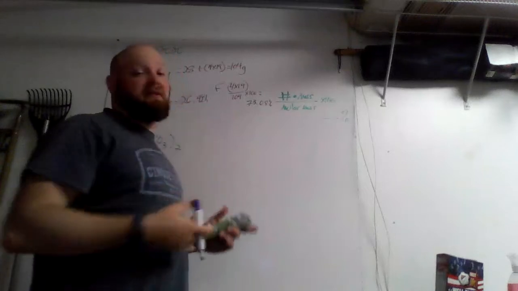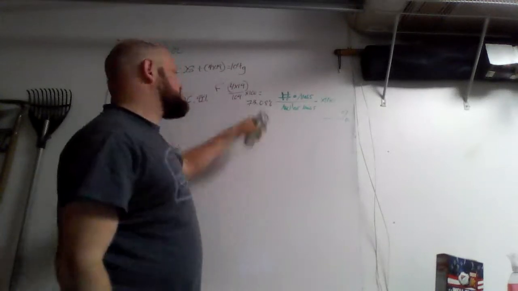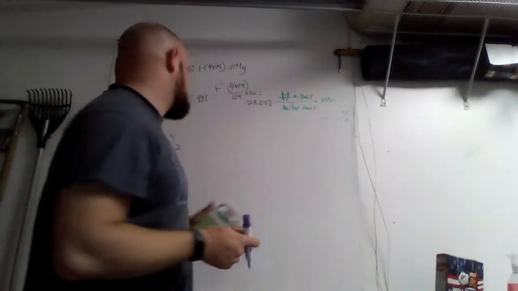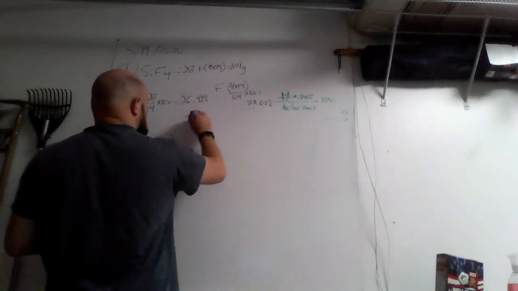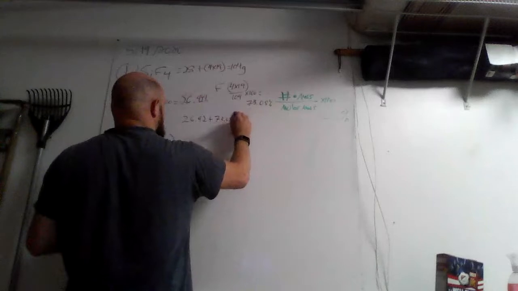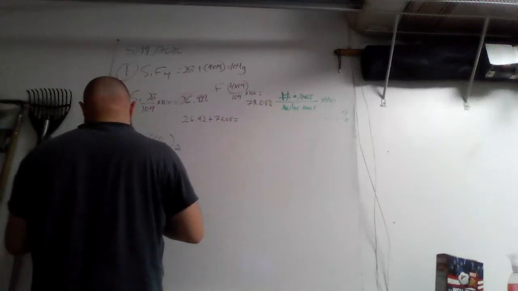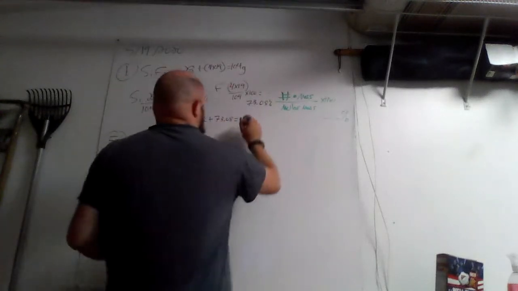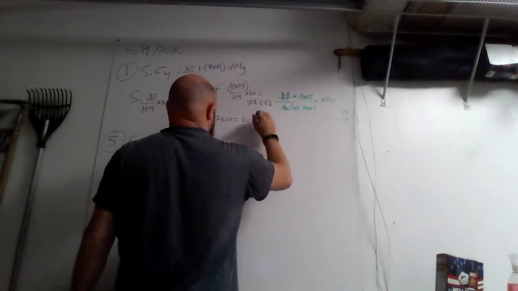Now, here's what you should always do just to check. And on the quiz, I'm going to have a separate line. Add your different percents together to make sure that they all add up. If I do 26.92 plus 73.08, that comes out to 100%.